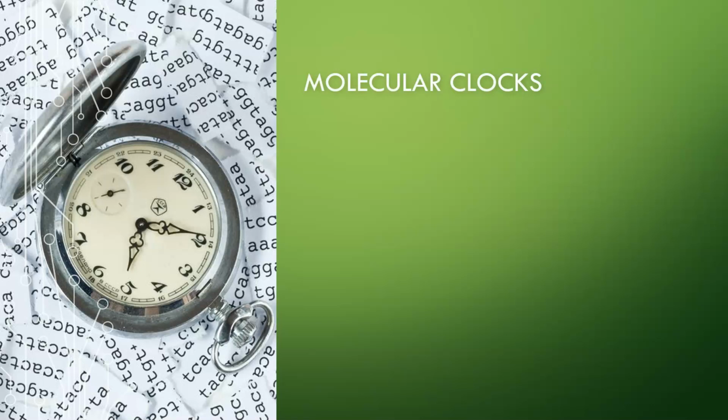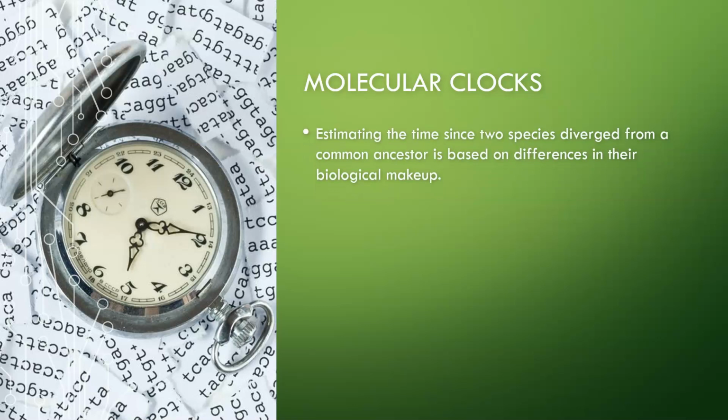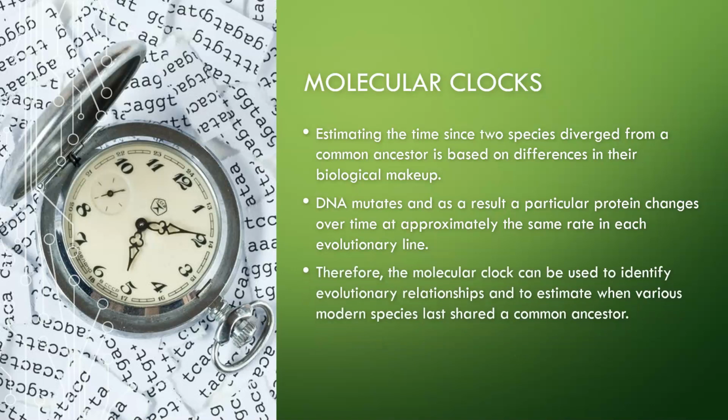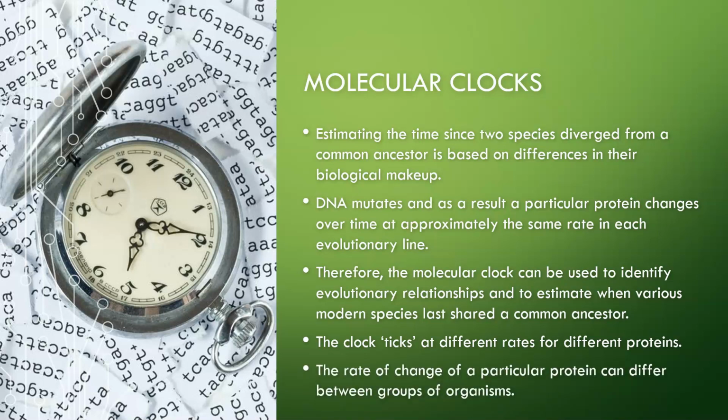When we're looking at these base sequences and the changes in them, that is where we start looking at what we call the molecular clock. This is where we're estimating the time since two species diverged from a common ancestor, and it's based on the differences in their biological makeup. When DNA mutates, a particular protein changes over time at approximately the same rate in each evolutionary line. Therefore, the molecular clock can be used to identify evolutionary relationships and to estimate when various modern species last shared a common ancestor. The clock ticks at different rates for different proteins. The rate of change of a particular protein can differ between groups of organisms.